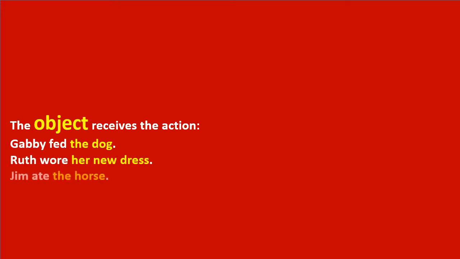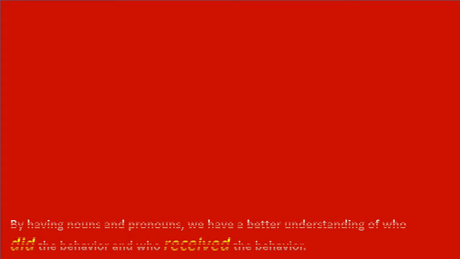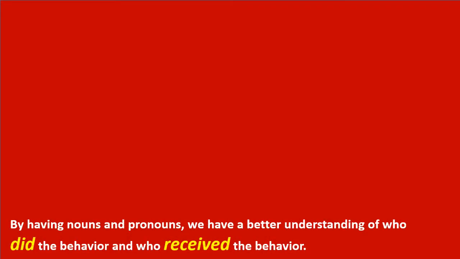The object receives the action. Gabby fed the dog. Ruth wore her new dress. Jim ate the horse. Jim always was a bit strange. By having nouns and pronouns, we have a better understanding of who did the behavior and who received the behavior.